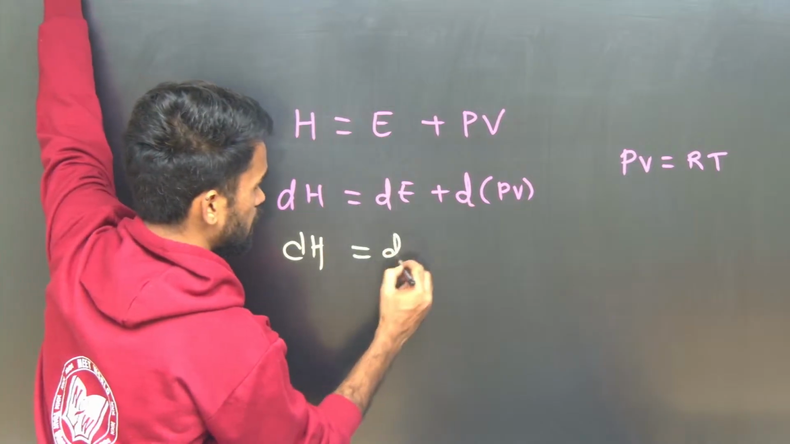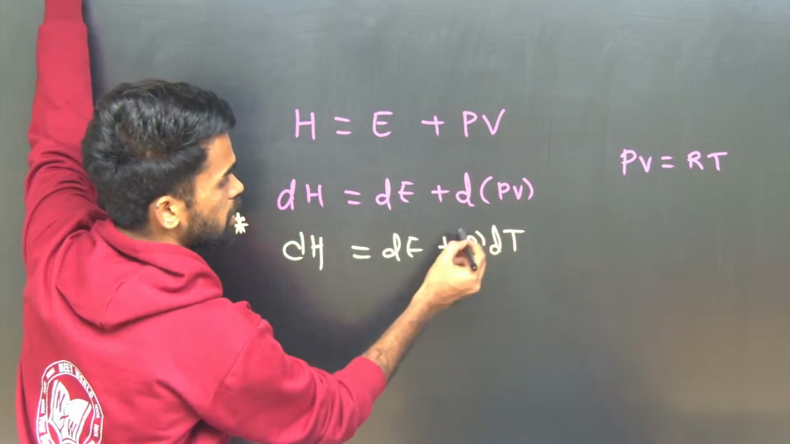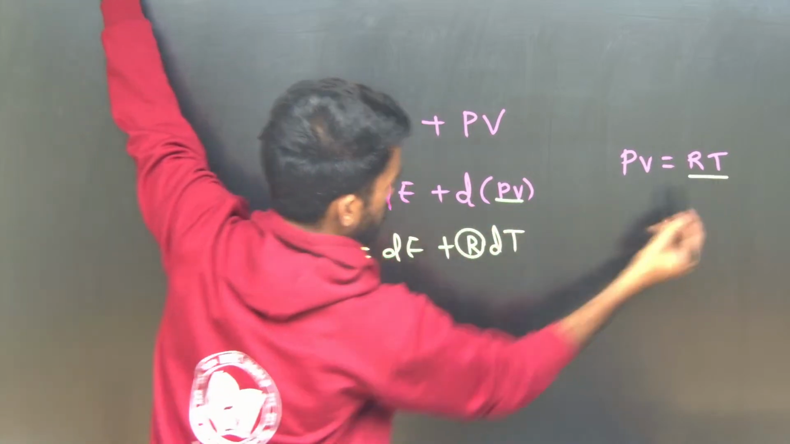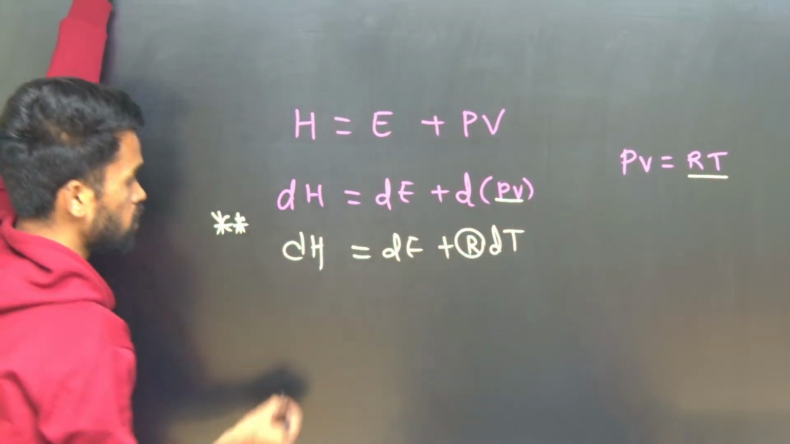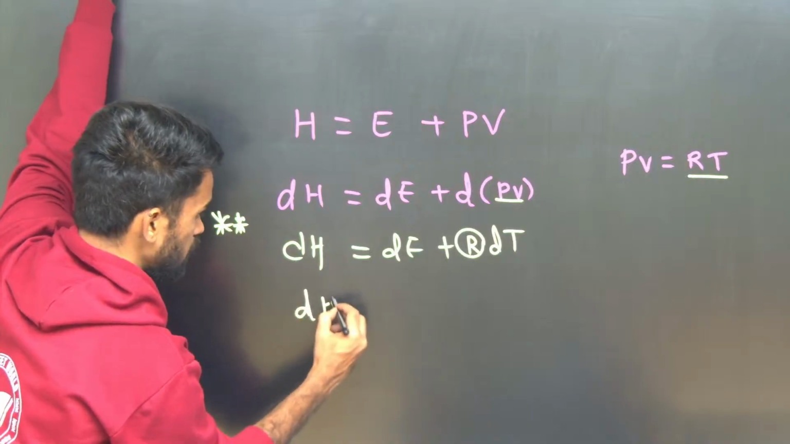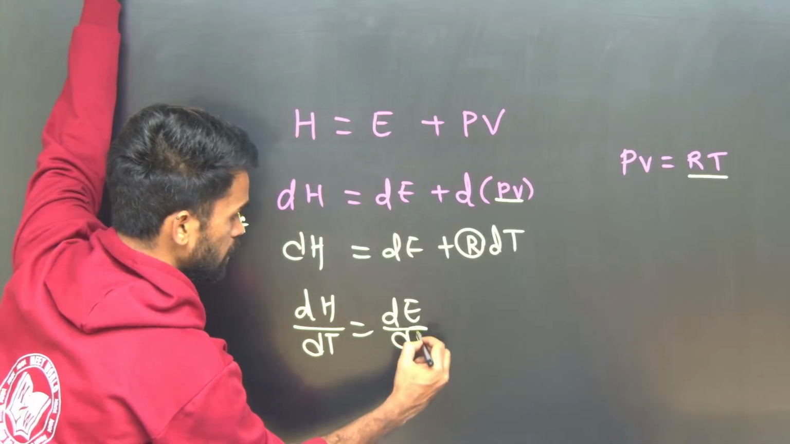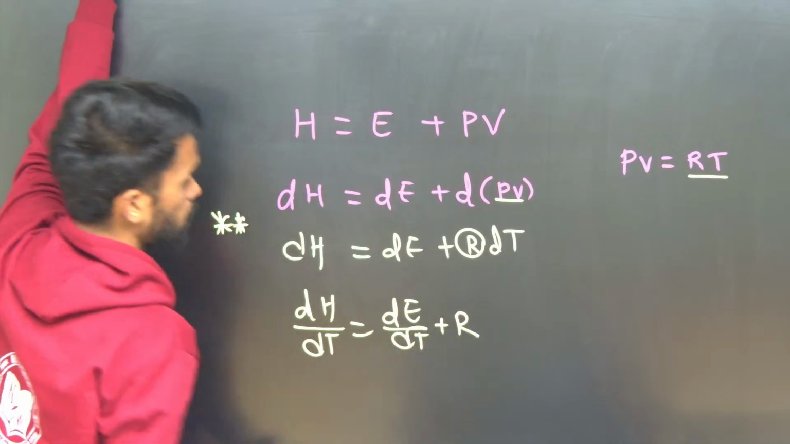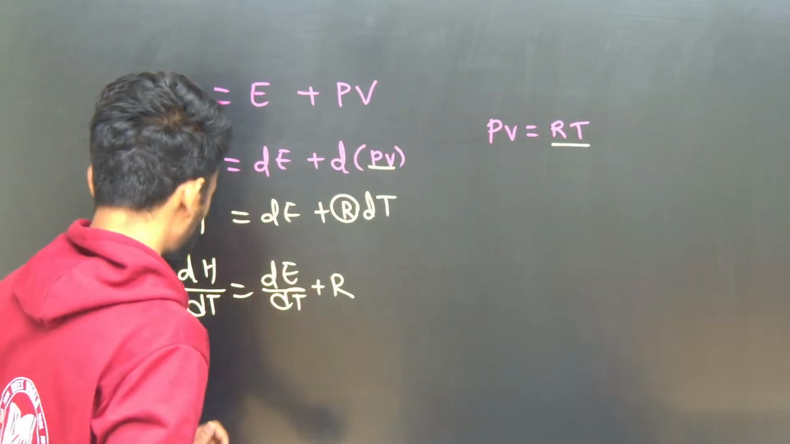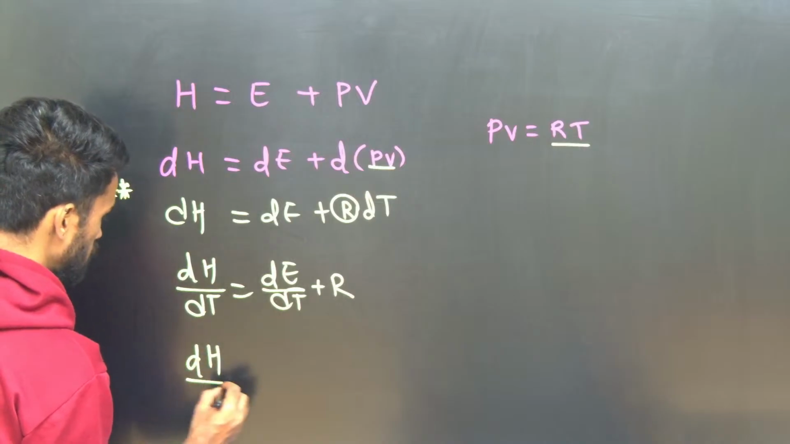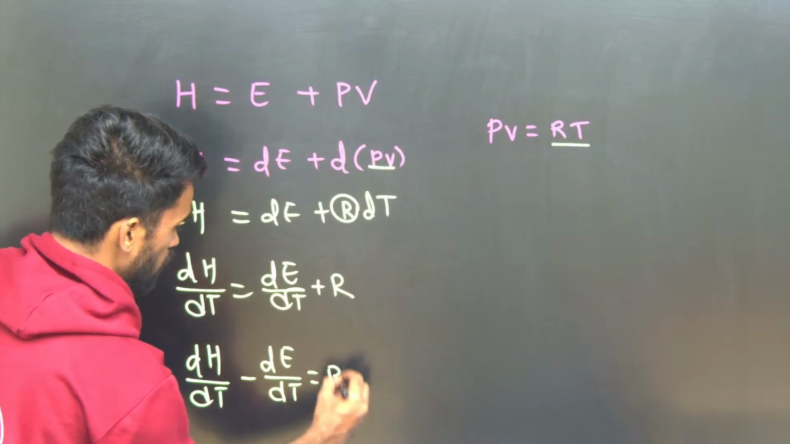Delta H equals delta E plus R dT, because R is a constant. In the place of PV I can write RT, where R is a constant that I am writing outside, so d of T, so dT I am writing. Now divide this equation by dT, therefore dH by dT is equal to dE by dT plus R. So this is the relation we got. From this we get dH by dT minus dE by dT is equal to R.